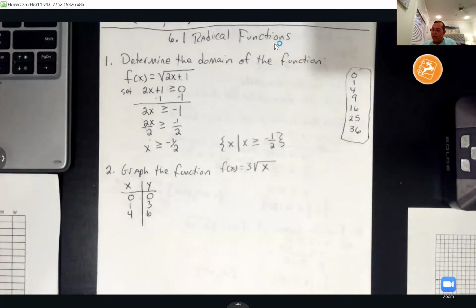So that's going to be the trick on the graphing: just go through there and pick x values that are perfect squares. Okay.